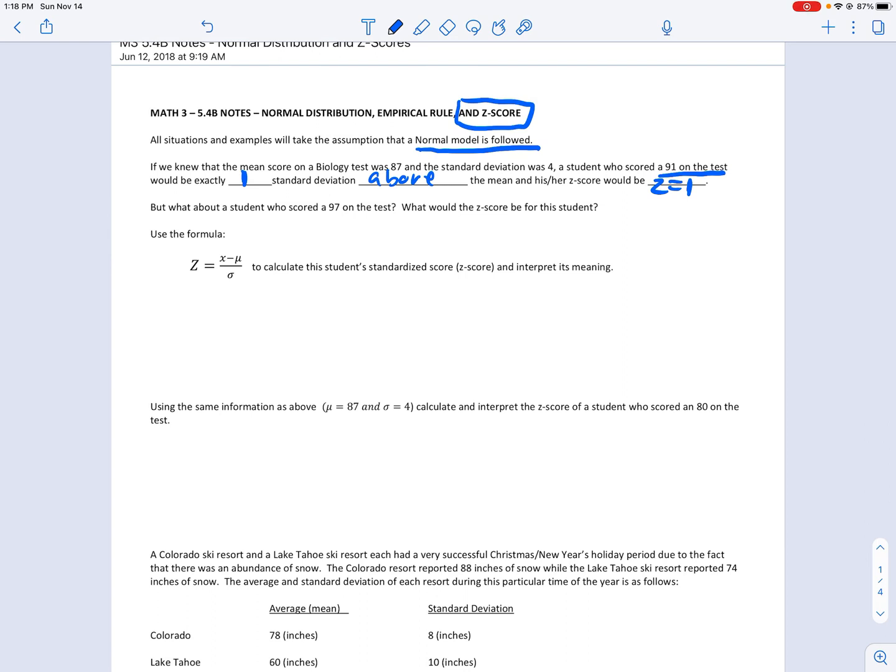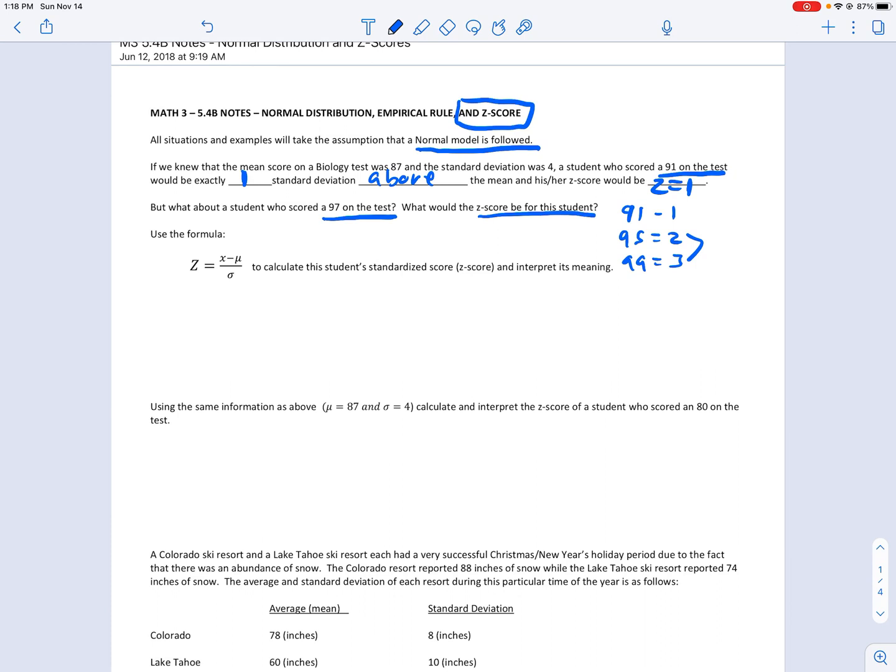But what about a student that scored a 97 on the test? What would the z-score be for that student? Well, okay, if you add, right, 91 was exactly 1 standard deviation. 95 would be 2 standard deviations. 99 would be 3. Okay, so we don't know the exact z-score. It's somewhere between 2 and 3, because a 99 is 3 standard deviations, 95 is 2. So it's somewhere between 2 and 3 standard deviations. Well, I want the exact number. And that number is what we call their z-score.